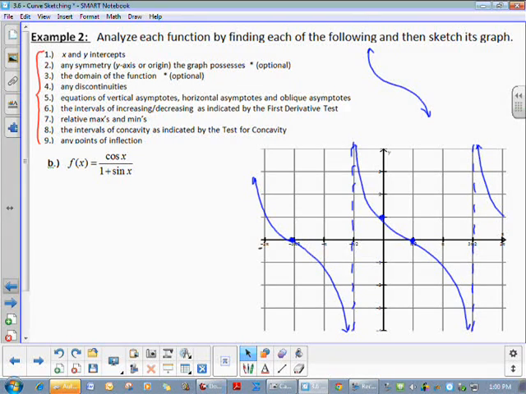As you can see, probably not going to see a problem like this on an assessment, at least in my class, because it does take quite a long time to do. But I love for my students to be able to work on problems such as this, to really, really take care of the 9 items of analysis that you have here. Plus, it does do a good job in brushing up on some of the trig stuff.